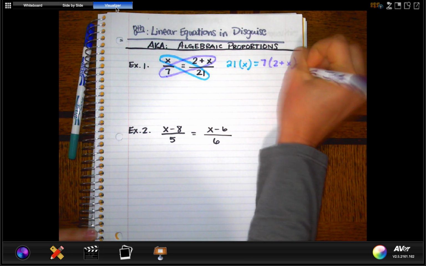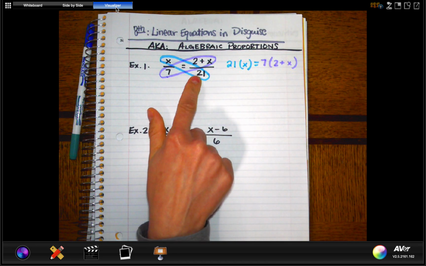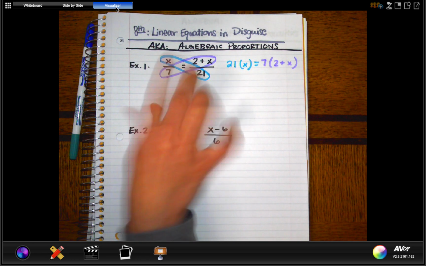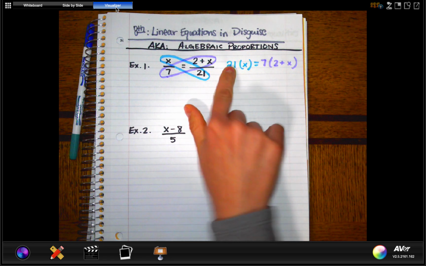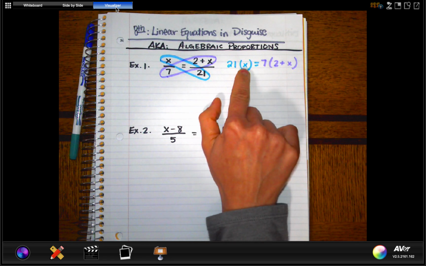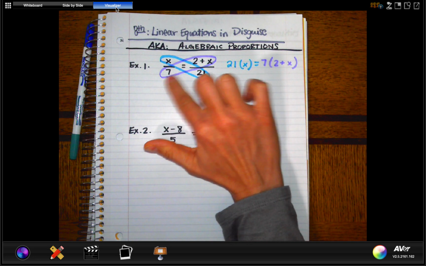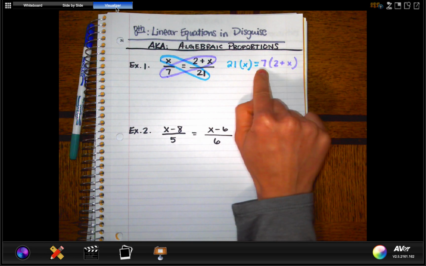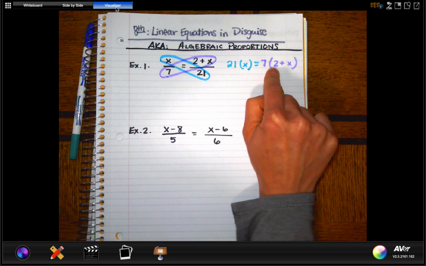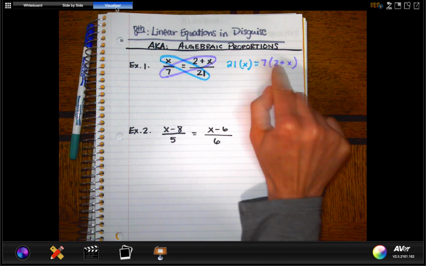Those are equal. Now, when we write these out, I want to encourage you: I started with this one. I know that these diagonals, I'm going to multiply. So you're going to start with the number first, and then the part with the variable in it second. Same when I went this way. I know I'm going to multiply these together. I started with the singular number first, 7, and then in the parentheses, I put the part with the variable, which was 2 plus x.